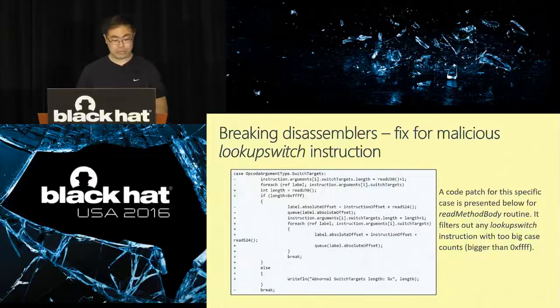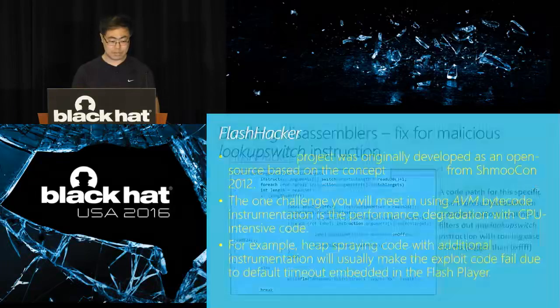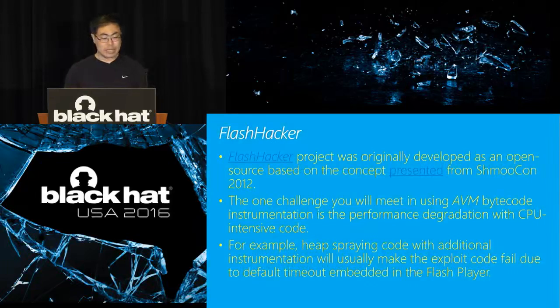But because it's open source, you can just patch RABCDAsm and limit the length of the lookupswitch to small numbers, and skip those invalid lookupswitch statements. So that is one way you can reverse engineer Flash exploits.